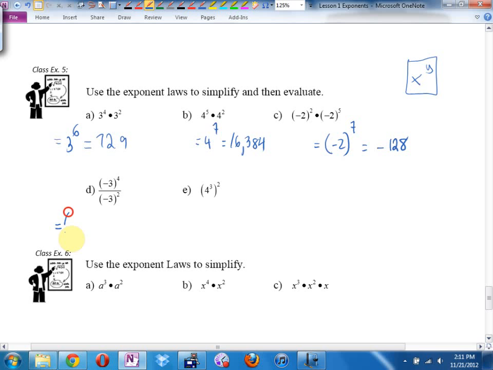D, negative 3 to the what? Greg, you're right. I think you're right. Yep. No calculator. What is negative 3 all squared? Positive 9. E. 4 to the what? Careful. 4 to the 6th. 4,096?